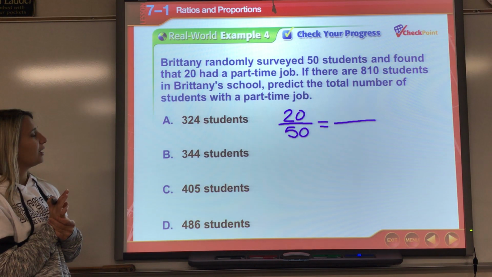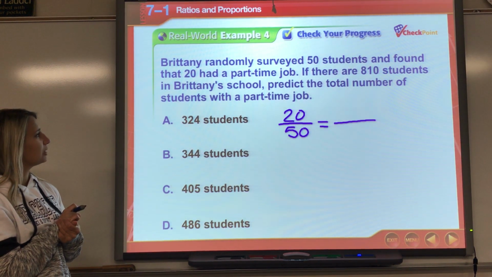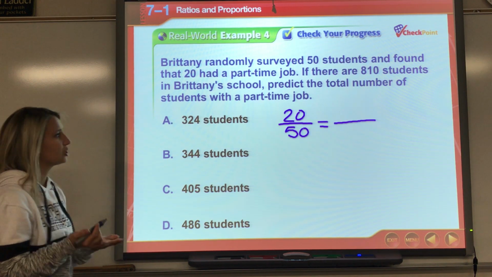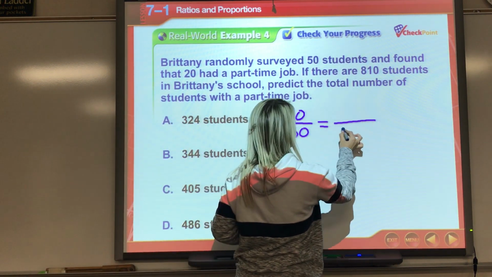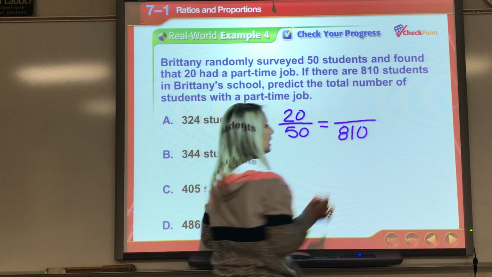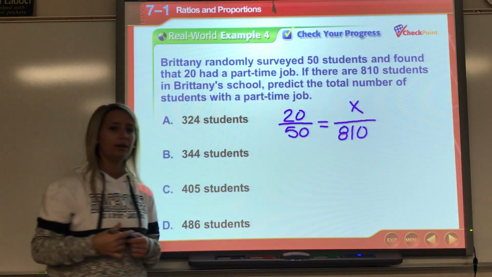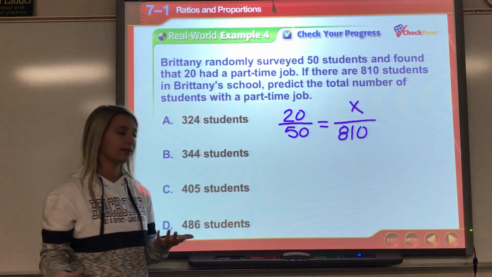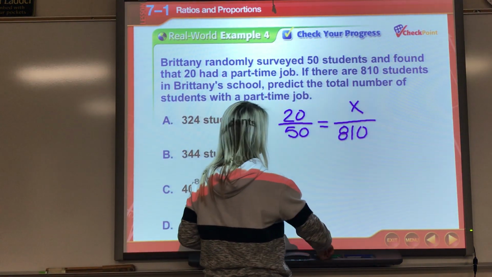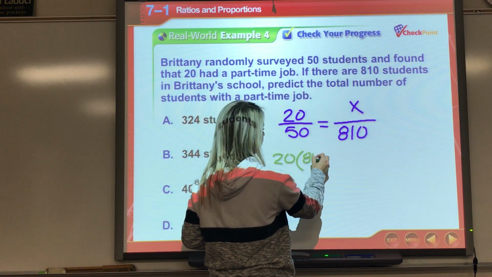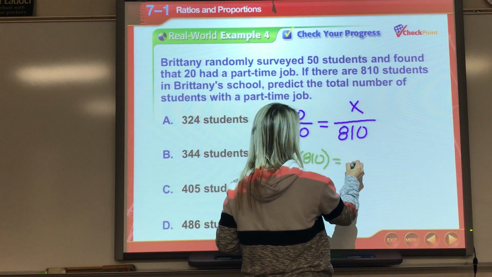So it says if there are 810 students in Brittany's school, predict the total number of students with a part-time job. Well, I know that there's a total of 810, so I want to know what's up here, so I'm going to put x. Now to solve this, I'll apply the cross product. So I have 20 times 810 equals 50x.